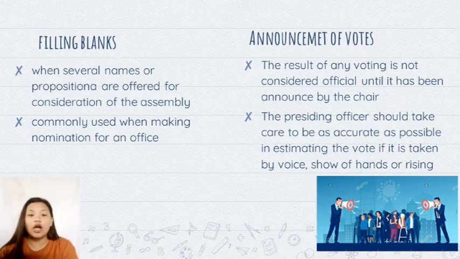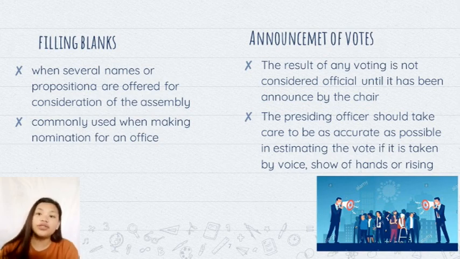So next is announcement of votes. The result of any voting is not considered official until it has been announced by the chair of the organization. The presiding officer should take care to be as accurate as possible in estimating the vote if it is taken by voice, showing of hands, or rising. In announcing the votes, the presiding officer should announce the result of the vote and mention whether the motion has been carried or lost and its corresponding effects.